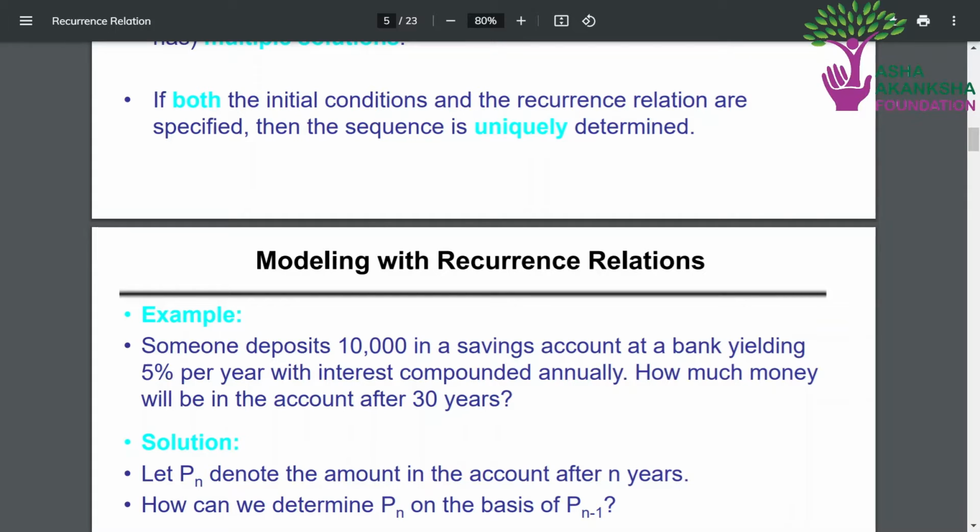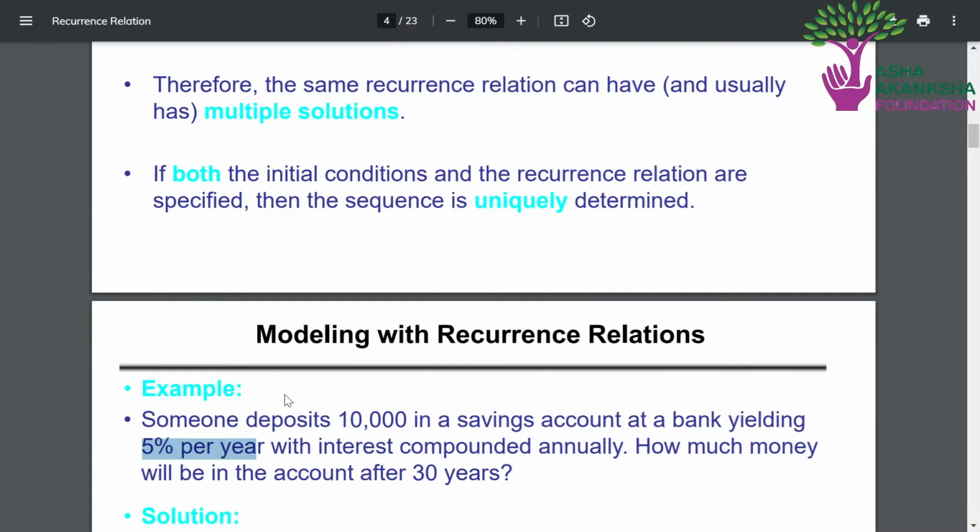Take an example that someone deposits rupees 10,000 in a savings account at a bank which gives 5% per annum interest rate with a compound interest which compounds annually. My question is how much money would finally be in your account after 30 years? We can solve this by directly applying the interest formula which we learned in class 9th or 10th, I guess. But we will see how we get to that formula in this example.